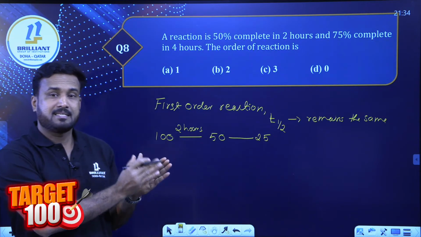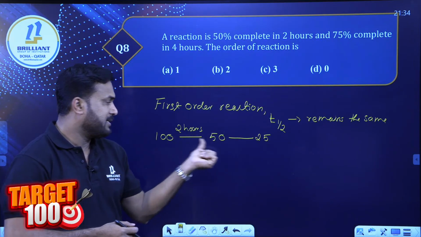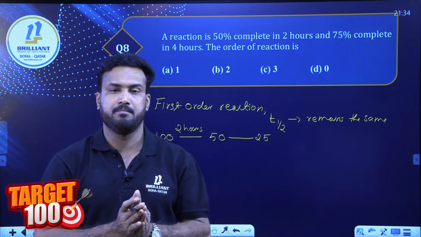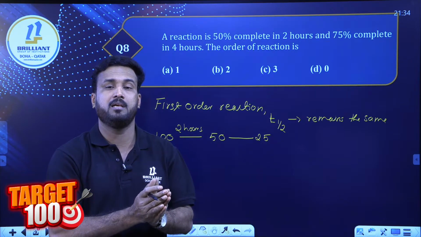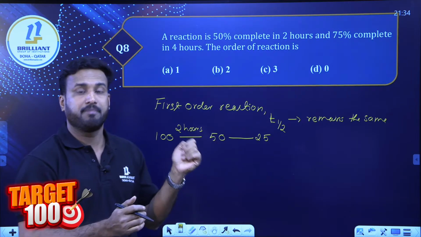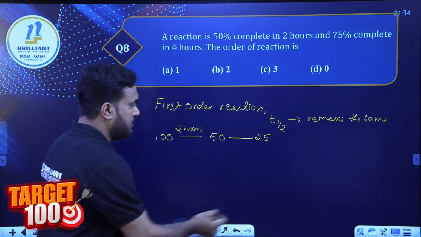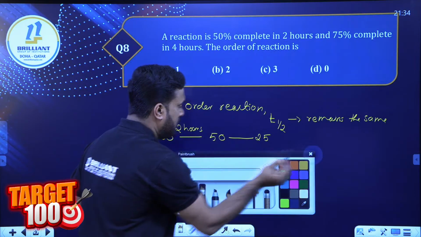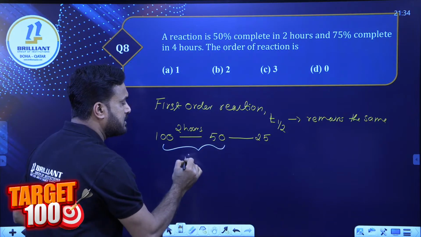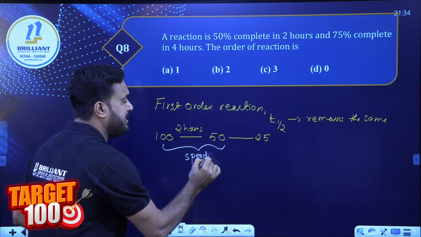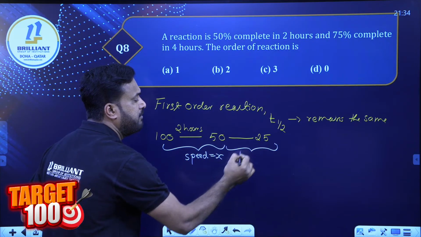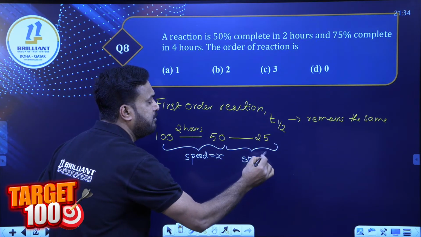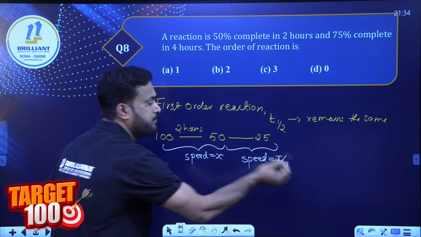See, if it is a zero order reaction, you know that 100 to 50 means the difference is 50. But 50 to 25 means the difference is 25 only. But in first order reaction, from 100 to 50, the speed or rate can be taken as x. If you take it as x, then what about from 50 to 25? The speed is equal to x by 2.